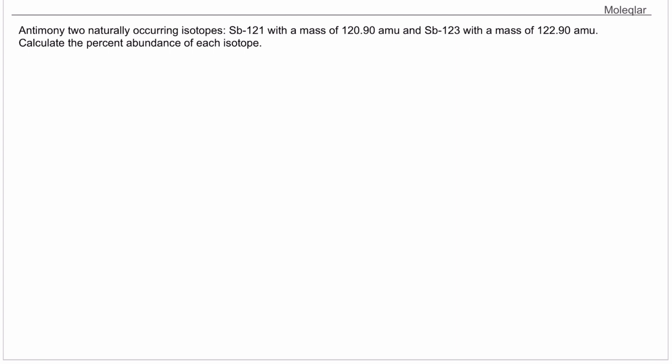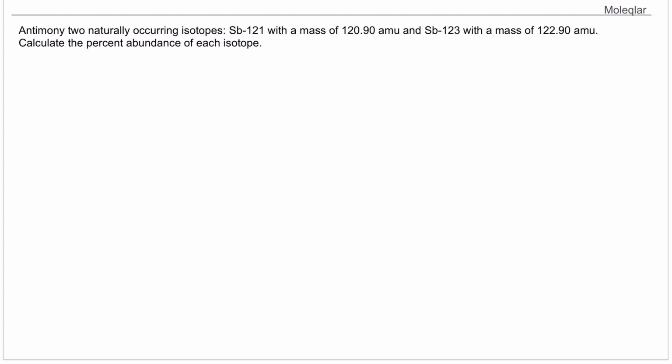In this episode, we're going to be looking at finding the percent abundance of two isotopes, both of which are unknown. We have antimony, or Sb, with Sb121 having a mass of 120.90 AMU, and Sb123 with a mass of 122.90 AMU. We need to find these percentages, so let's get started.